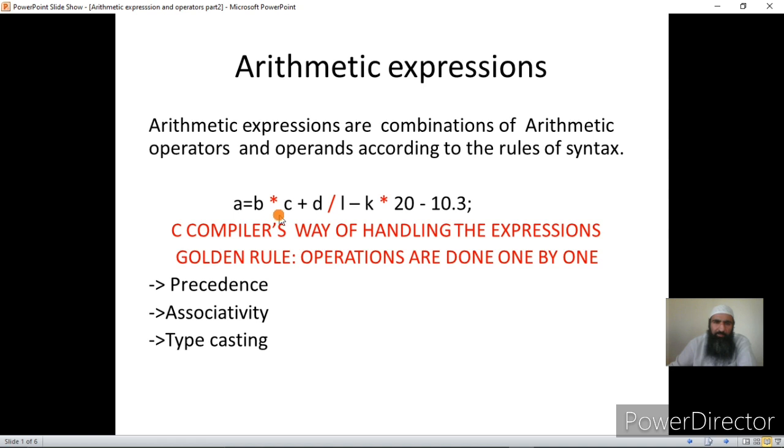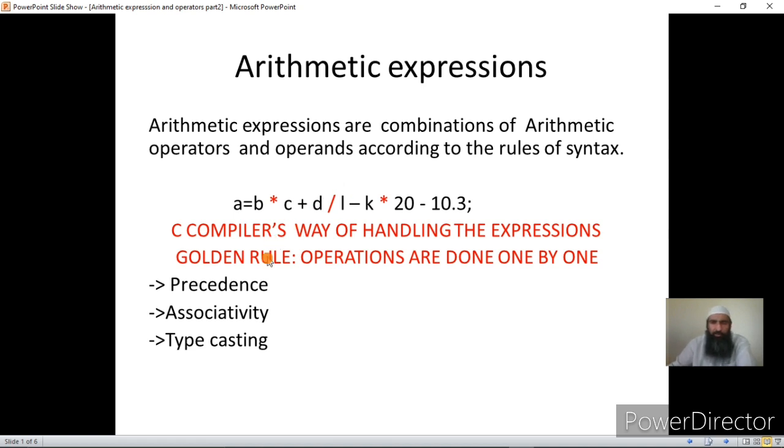It is like this: when the operators of the same precedence are there, then if the associativity is from left to right, then the first operator from the left side will be performed first, and after that the next operator, and after that the next.